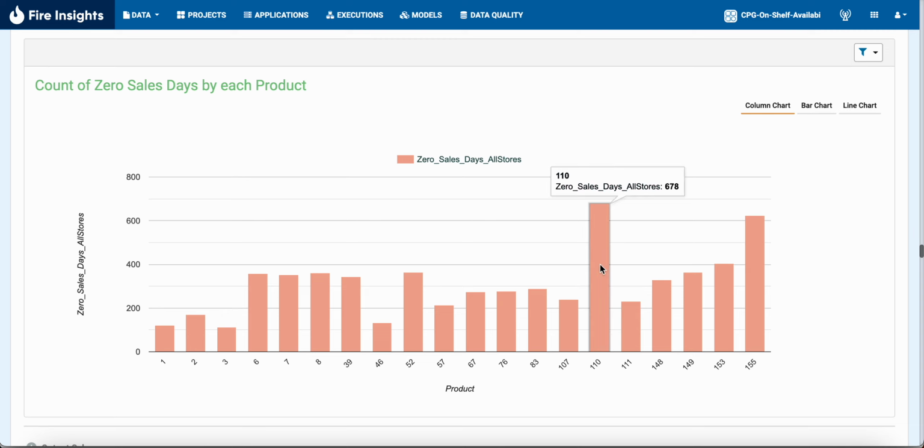Looking at product number 110, as we did before, we can see that it has a very high number of 0 sale days, 678 in this case. This tells us that while it has been stocked in many stores, it often experiences 0 sale days. It may be useful in the future to keep track of this and to ensure that product 110 is either stocked less often in the stores or that it is stocked in fewer stores.